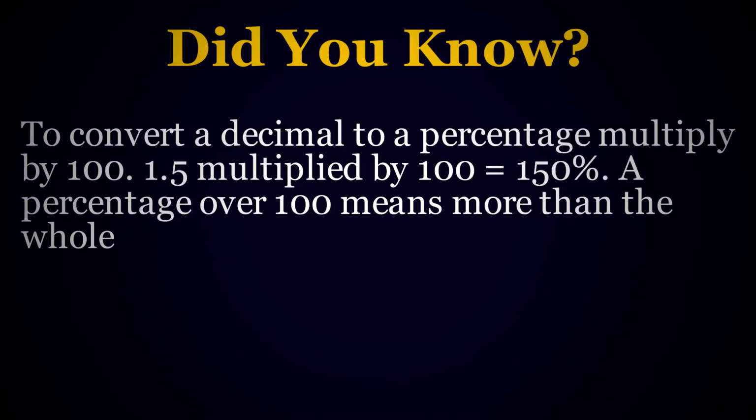Here's a nugget of wisdom. To convert a decimal to a percentage, multiply by 100. 1.5 multiplied by 100 equals 150%. A percentage over 100 means more than the whole.